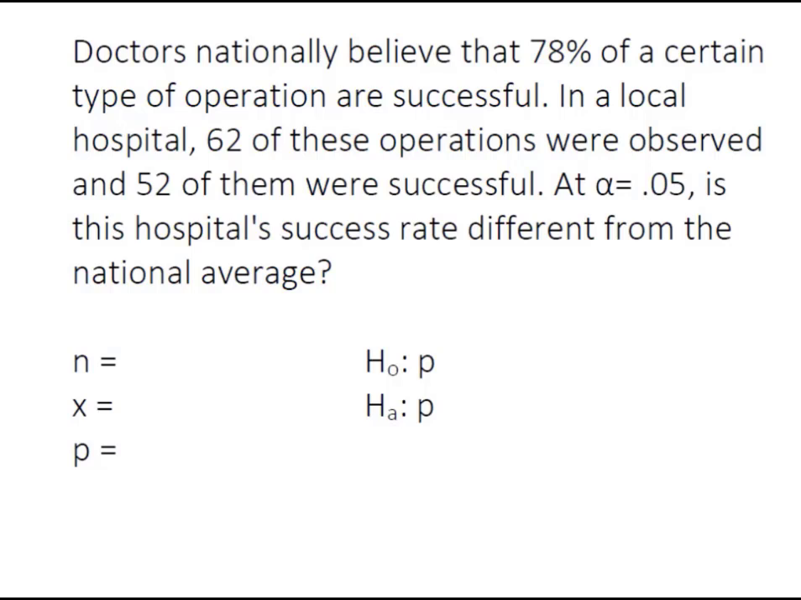We're going to gather up the information we need before we head over to Minitab. So n, or our sample size, was 62. And out of those 62, 52 of them had the characteristic we were interested in. This is our value of x. The hypothesized, or the established, proportion is 78%. So now we can come over and set up our null and alternative hypothesis.